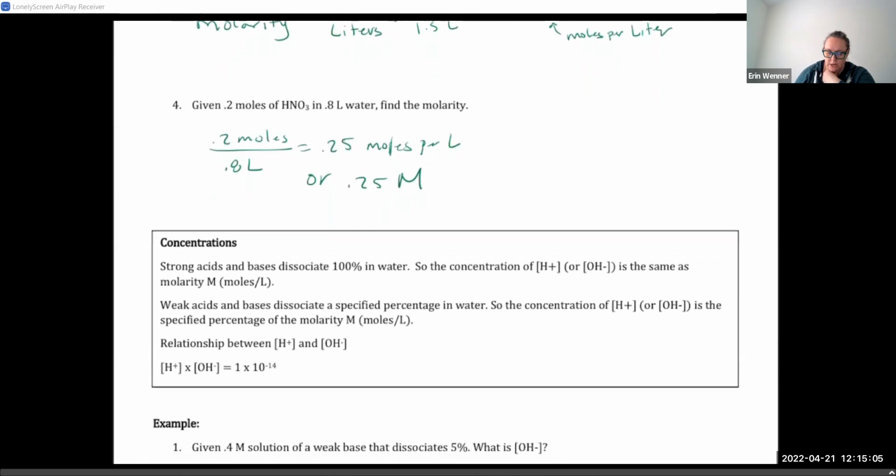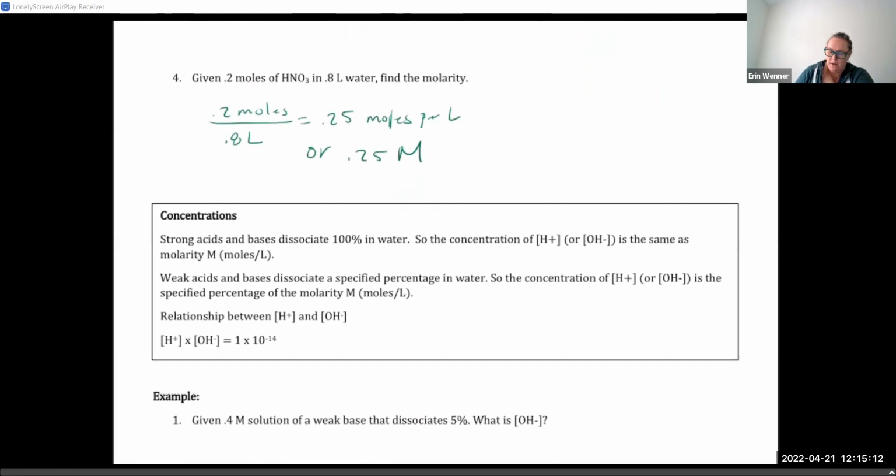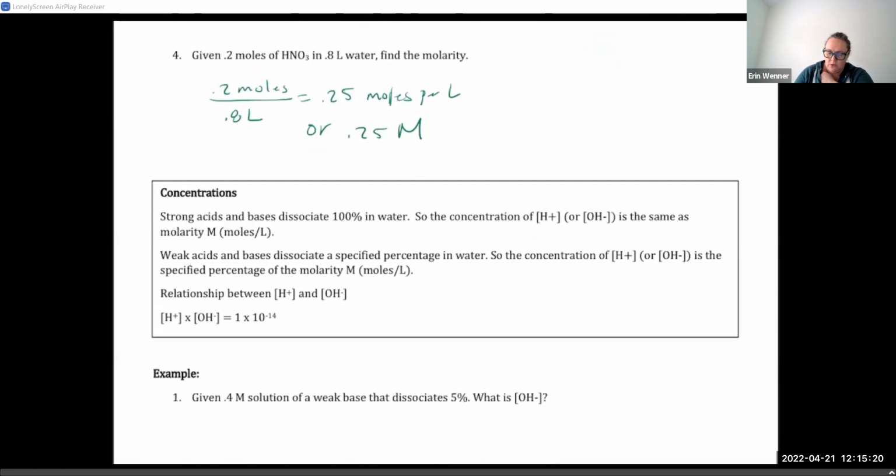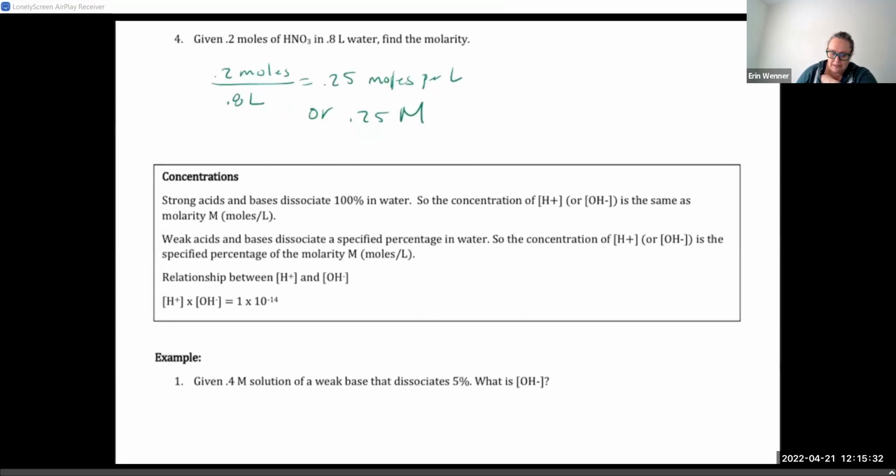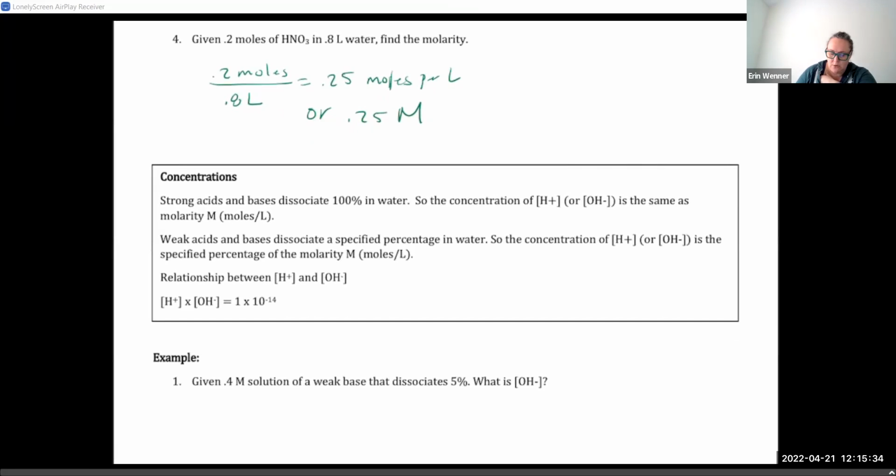So talking about concentrations, strong acids and bases dissociate 100% in water. So the concentration of H plus or OH negative is the same as the molarity. Weak acids and bases dissociate a specified percentage in water. So the concentration of H positive or OH negative is the specified percentage of the molarity. The relationship between H plus and OH negative is that when I multiply them, they're equal to 1 times 10 to the negative 14th.